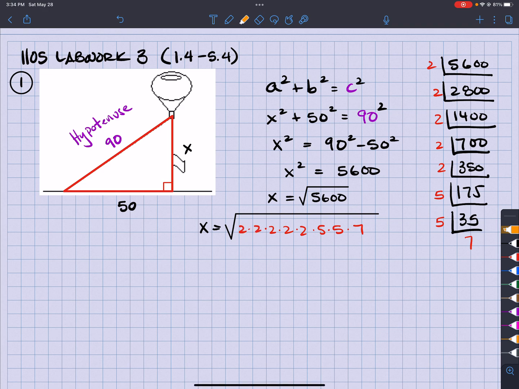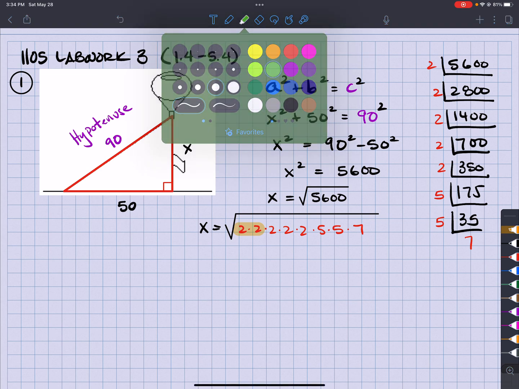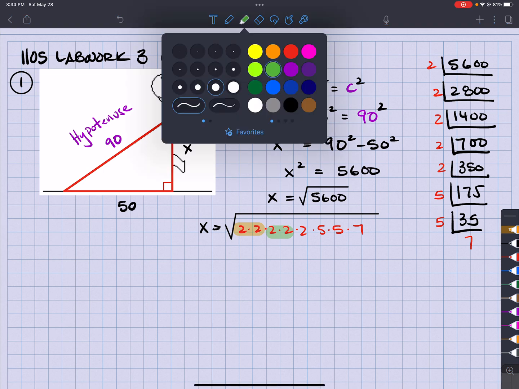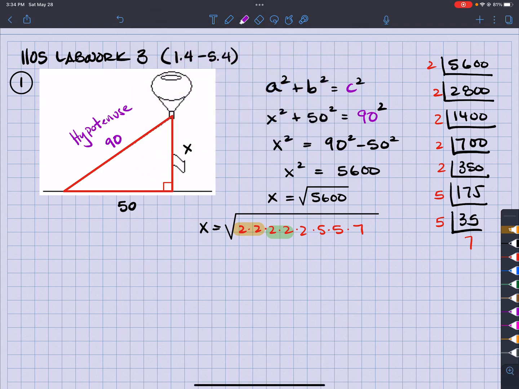Actually, let me do it this way. We have a pair of 2s. Then we have another pair of 2s. And then I have a pair of 5s. Okay? So that's what I have. So those get to come out to play.